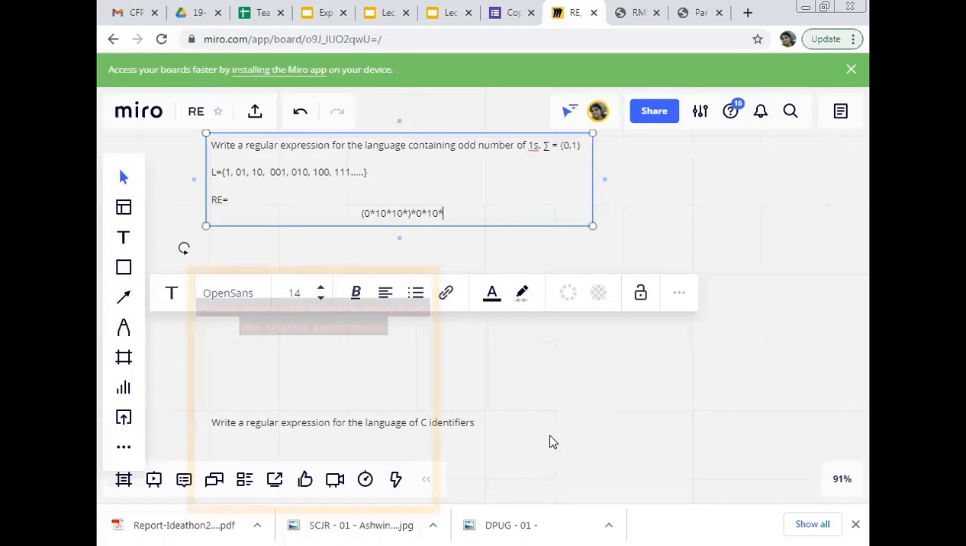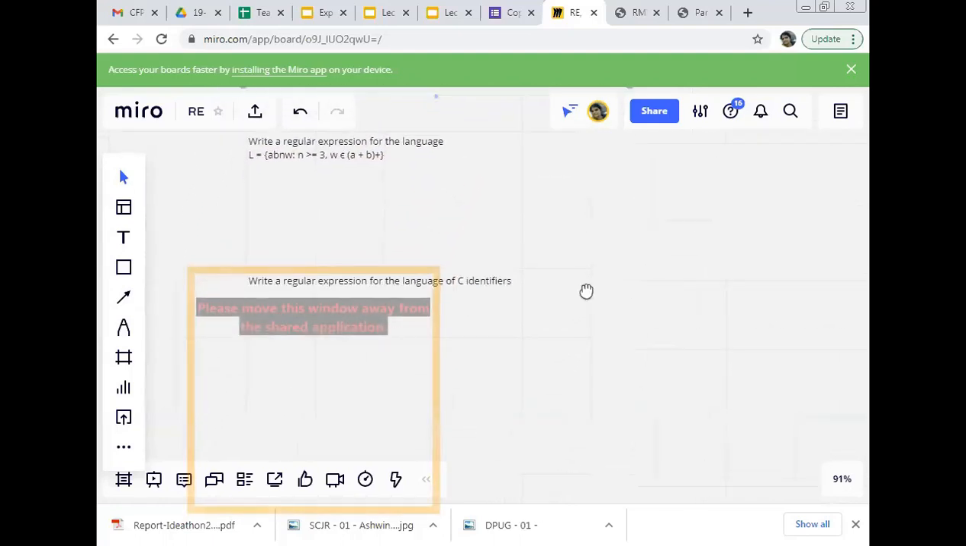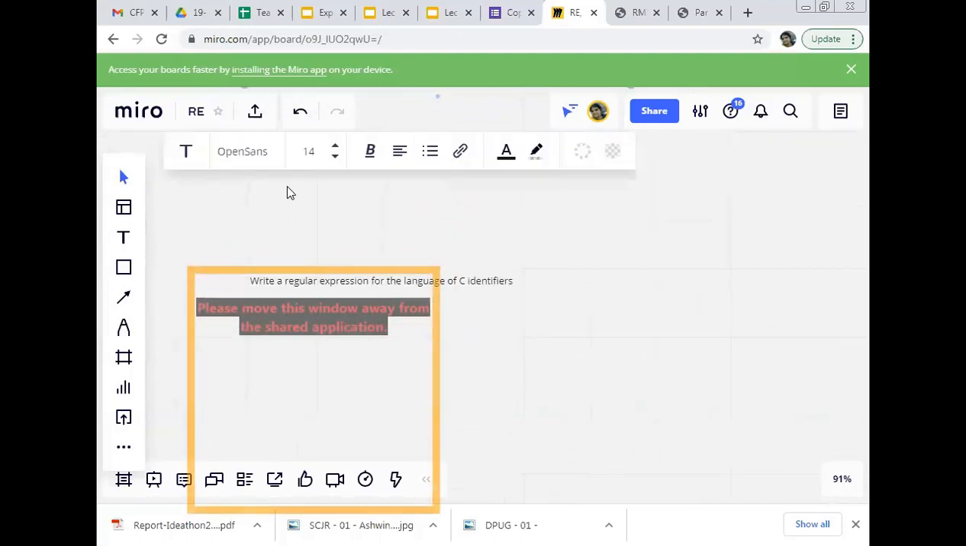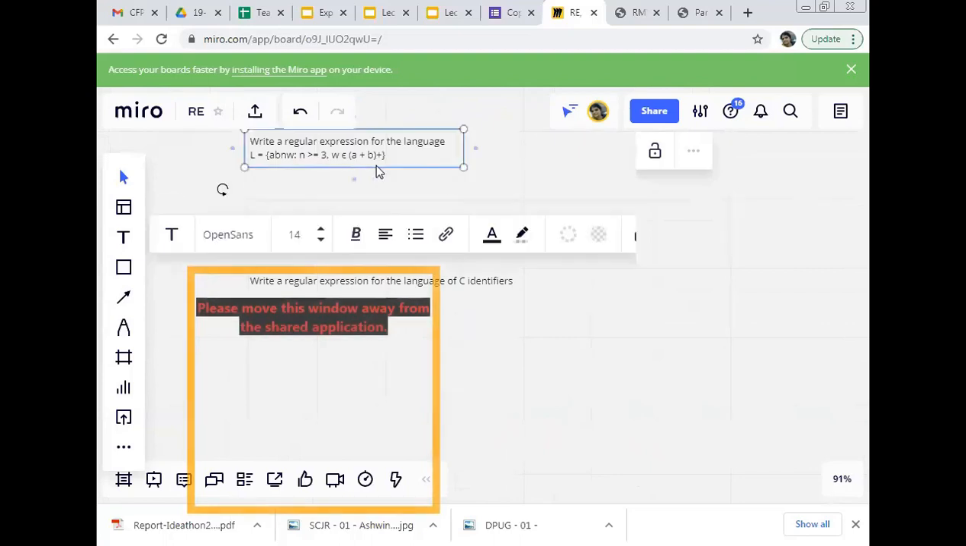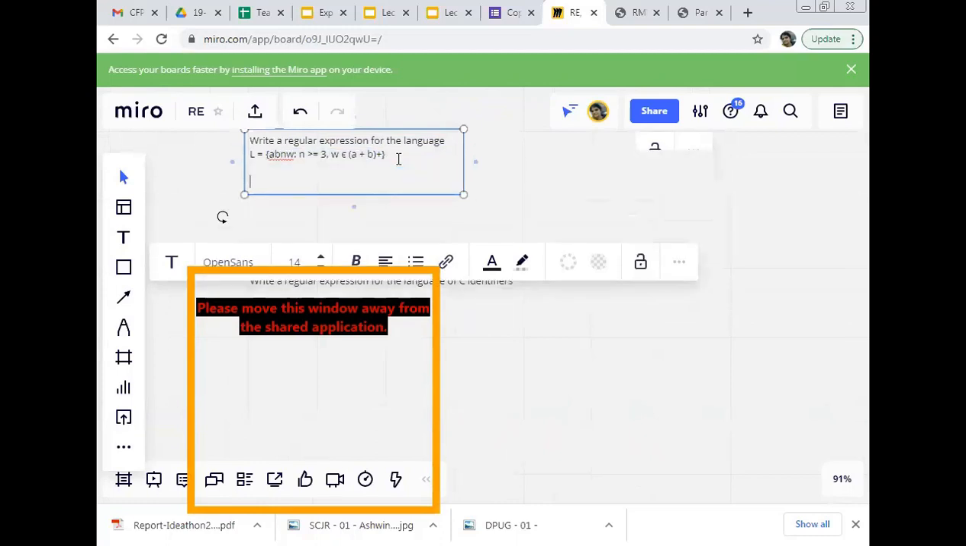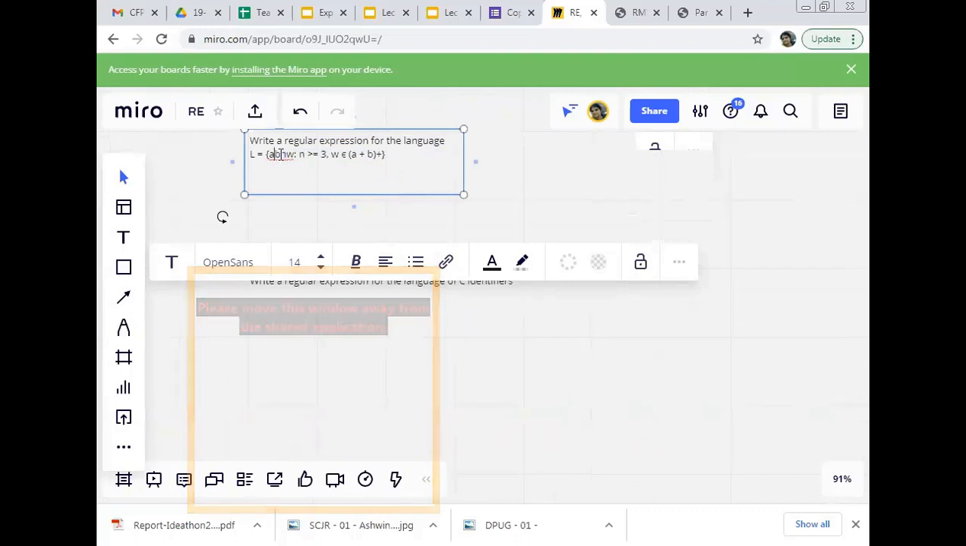Okay, fine. Shall we move on to the next example then? Just go through the question. They have given the language in some other form, and we have to write the RE for that. What they say is a b raised to n w.